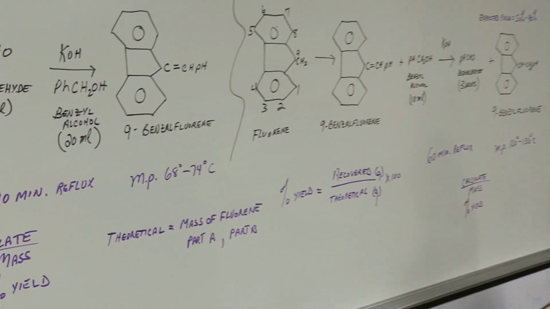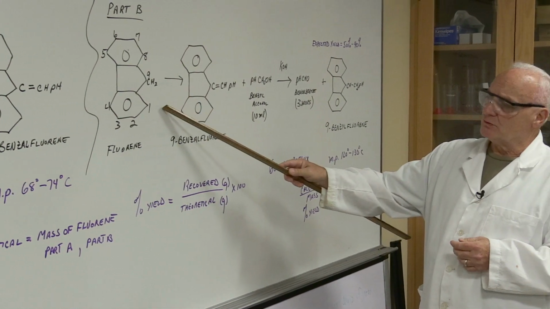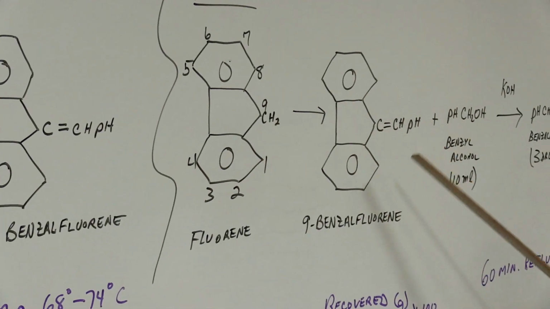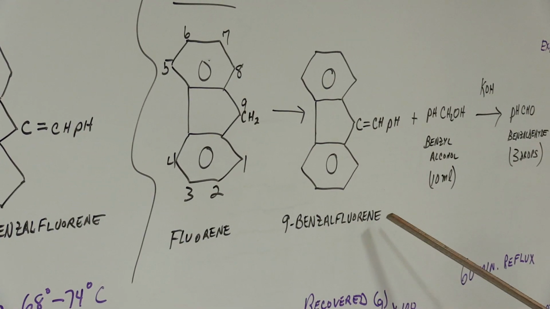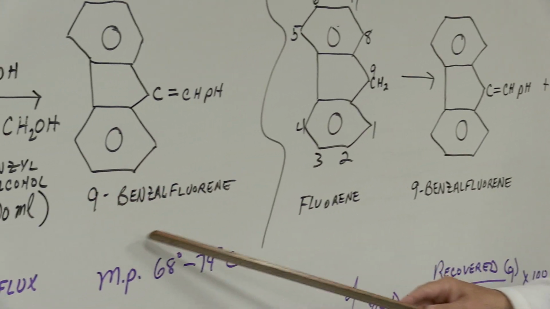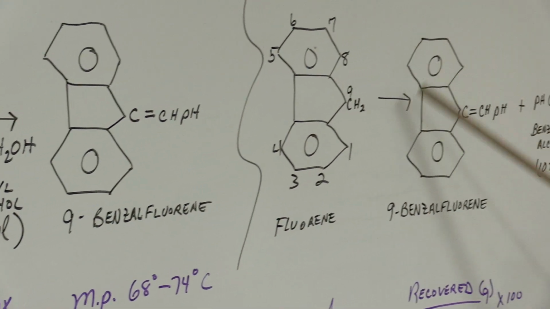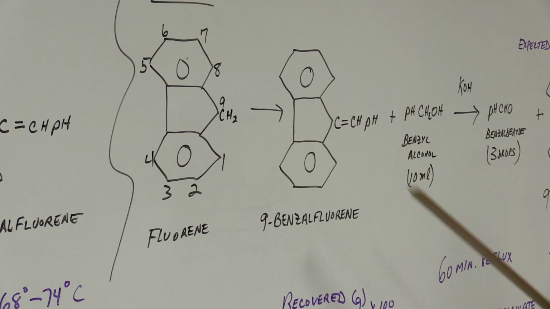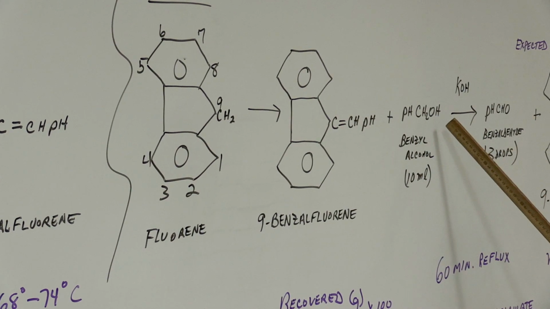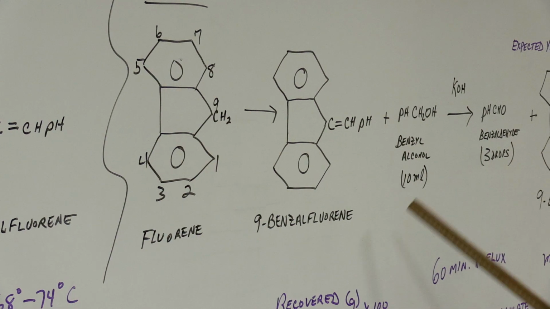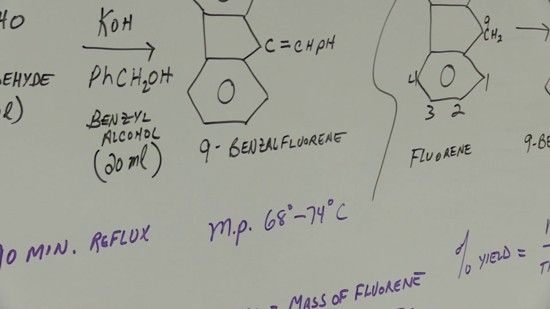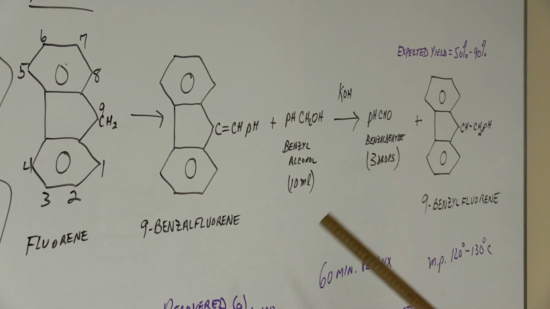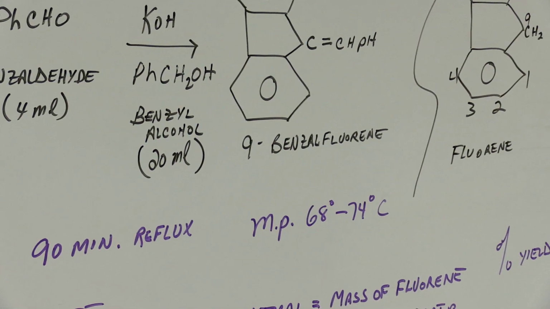Part B, we're starting with fluorene as our initial reactant. We're going to go through the process and make 9-Benzal fluorene, which is this, same thing, and this becomes an intermediate step in the reaction process because we're going to vary the amount of benzyl alcohol, 10 mils versus 20, and we're going to vary the amount of benzaldehyde, 3 drops versus 4 milliliters.